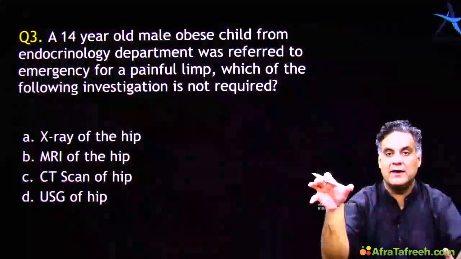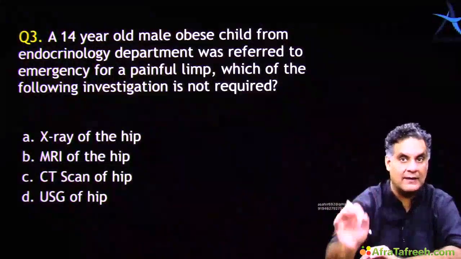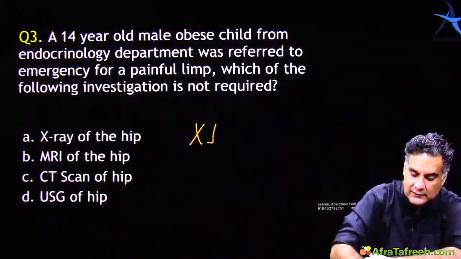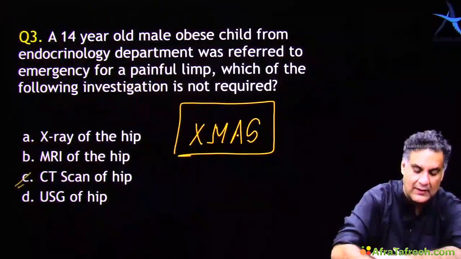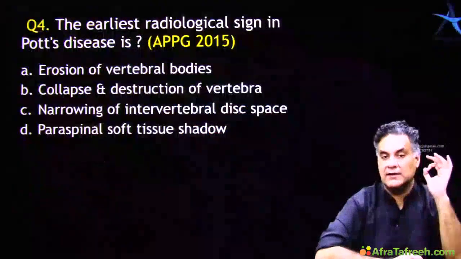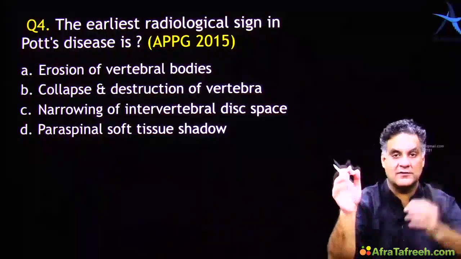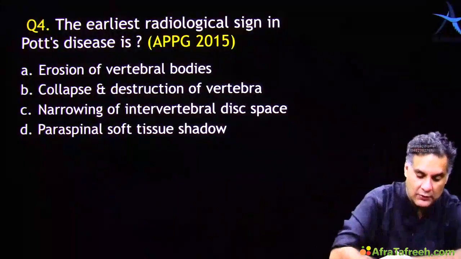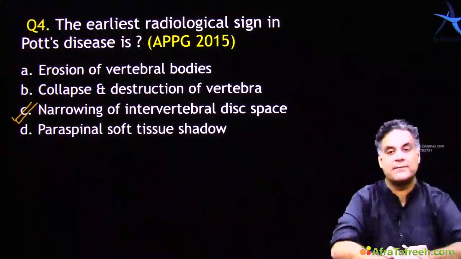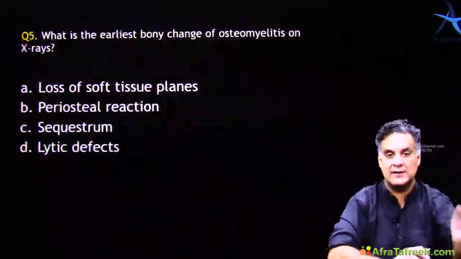A 14-year-old obese male child from the endo department is referred to the emergency for a limp, and if there's a limp, you will get an X-ray done. So you'll do an X-ray, you do an MRI, and do an aspiration, which is done by ultrasonography. So CT scan is not carried out. The earliest neurological sign of TB spine is loss of curvature of the spine. But if loss of curvature is not given as in this question, you will choose narrowing of the disc space. So remember, loss of curvature of the spine is the earliest sign of TB spine.